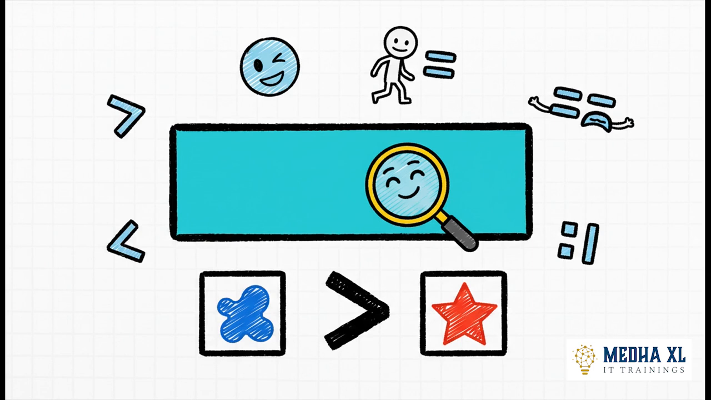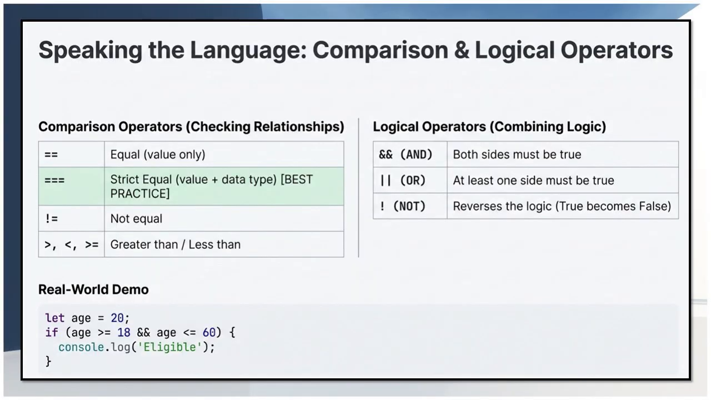So you might be wondering, how does the computer actually understand what greater than or equal to means? It doesn't read English, right? It needs special tools to compare things, and those tools are called operators. And here they are, the basic toolkit. You've got your usual suspects, greater than and less than. But check out the equal signs, because this is super important.